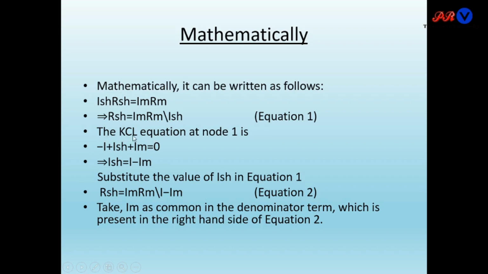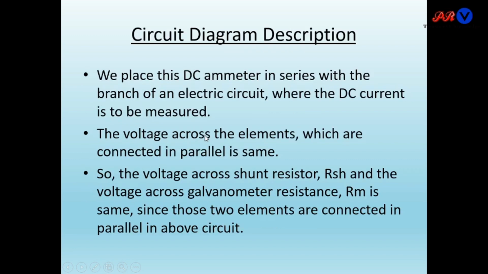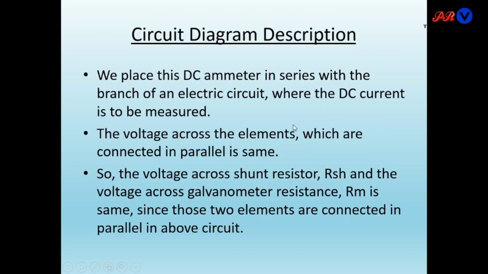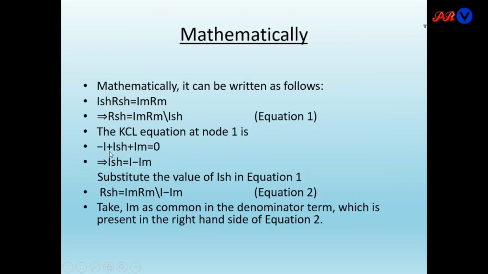If we use KCL at node 1, I is the incoming current, ISH and Im are the outgoing currents. So we get minus I plus ISH plus Im equals 0, so ISH equals I minus Im. If we substitute this value of ISH in equation 1, we get I minus Im. So RSH can be calculated as Im Rm divided by I minus Im.